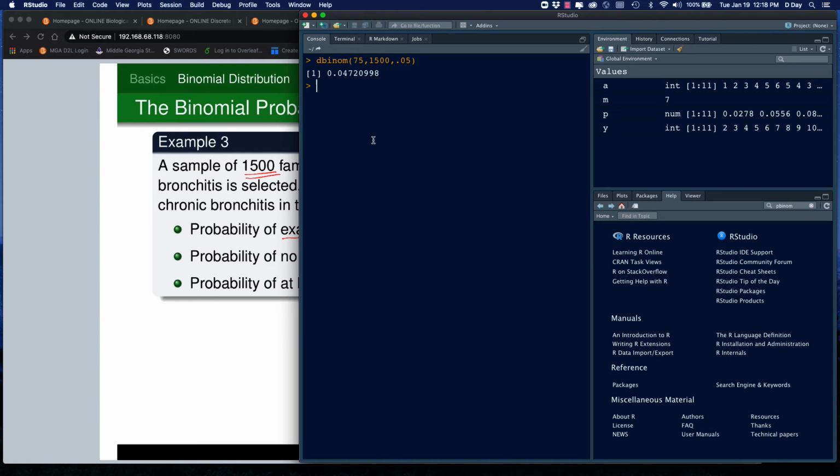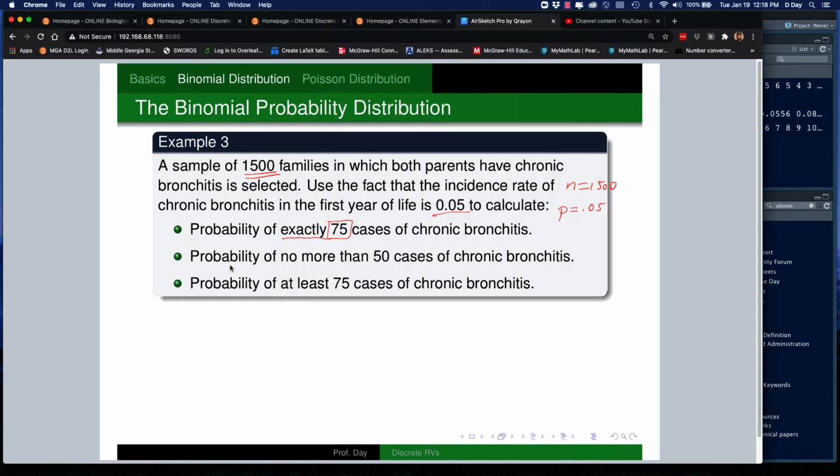Okay. And that's pretty much all there is to the dbinom. So you see the word exactly, remember to use the dbinom. Probability of no more than 50 cases of chronic bronchitis. So the key words here are no more than 50. We need to look at that and think, okay, no more than 50 means 50 or less. So we want to add all the way from 0 up through 50. No more than 50, 50 or less.